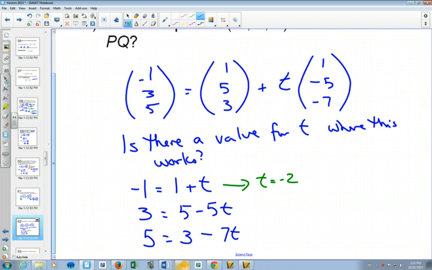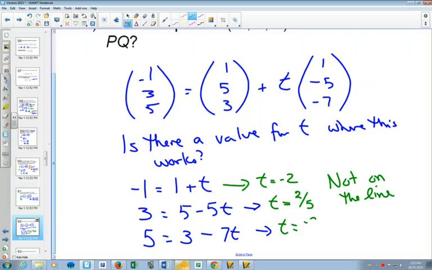But when we go to the second one here, and we solve for t, we get 2/5. At this point, it's enough information to say that it's not on the line. And with the last one, if you solve for t, you get -2/7. If there was a value for t where it worked, that value of t would have to be the same for all of those. So in order to get to that point, you'd plug in t equals -2, and each of those coordinates would match up. That would tell you that if you started from some point on the line and went back a portion of your direction vector, you'd get to another point on your line.